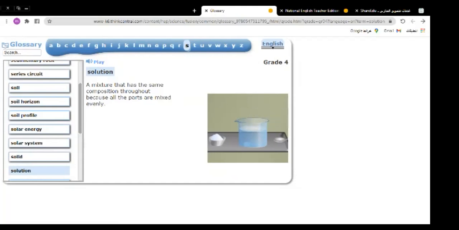A guy putting salt in water. Yeah, so can we separate the salt from water after that? No, we can't. But maybe by another way we can separate them. Yes.